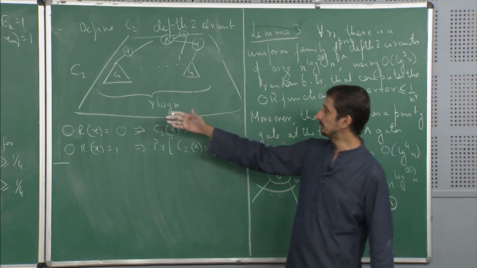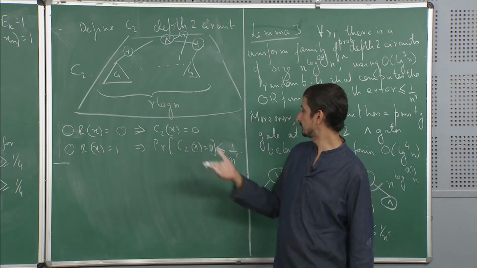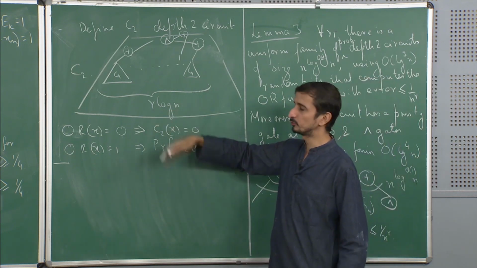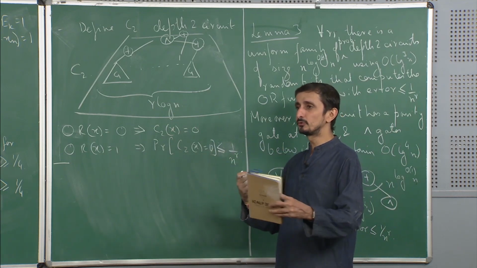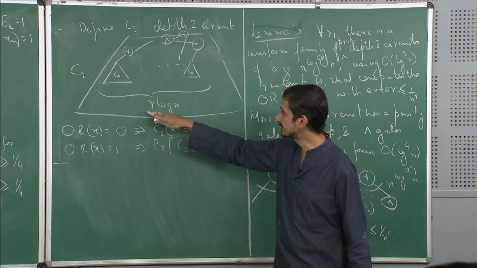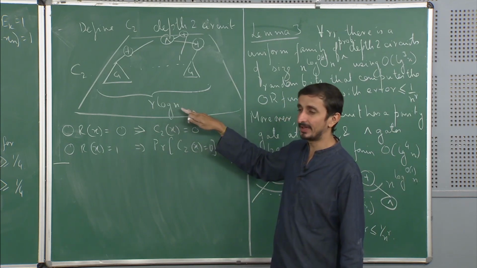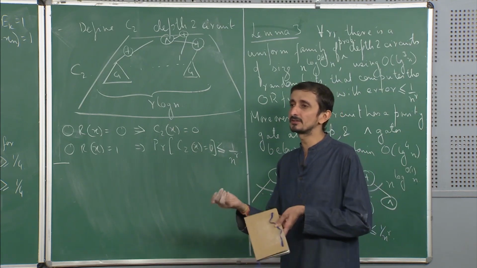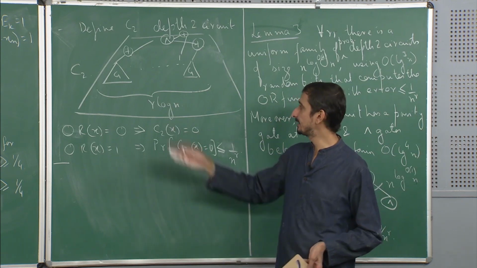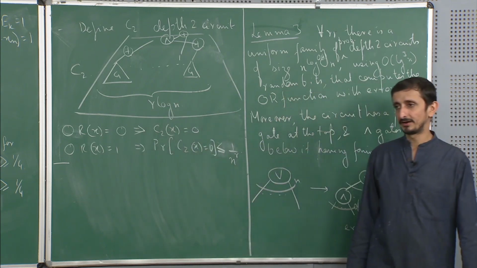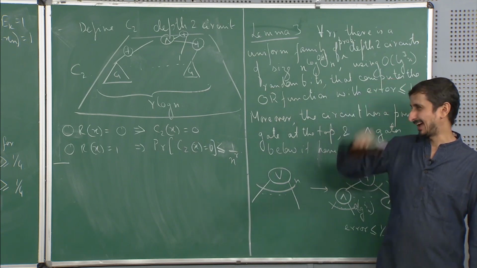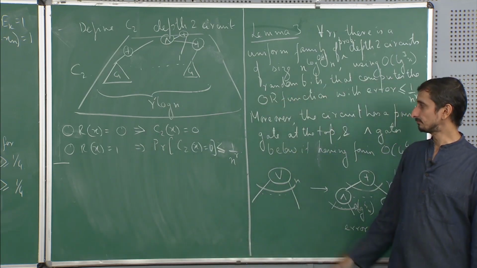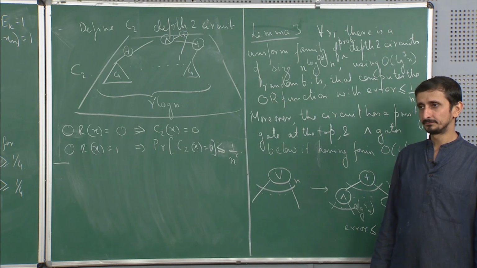Because, (3/4) to the power r, if you just keep on multiplying 3/4 with itself, after some constant times r log n, it will come below 1 over n to the power r. So 3/4 is a constant that is less than 1. If I multiply it this many times, it will fall below 1 over n to the power r. You can call this r prime to be more precise, some r prime times log n, it will come below.